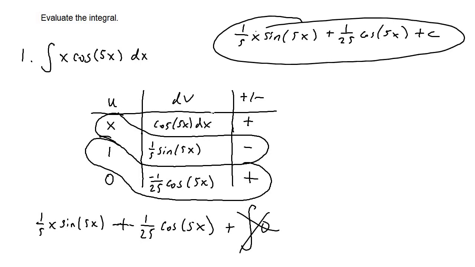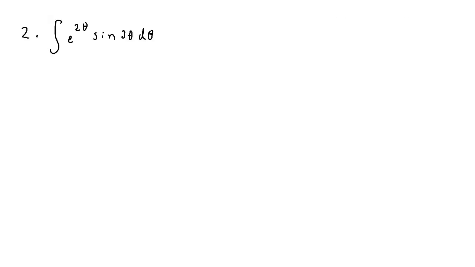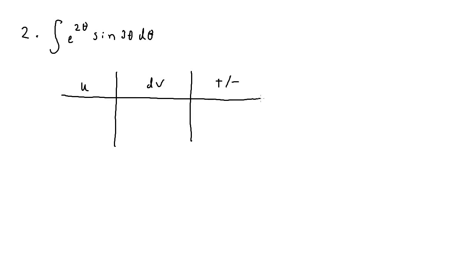That's the final answer. So now for number 2, we have the integral of e to the 2 theta times sine of 3 theta d theta. Now once again, we're going to use the tabular method. So we have a u column, dv column, and the plus minus column. And so for u, you can choose either one because it's easy to derive either one. Just go ahead and choose e to the 2 theta as the u. And then the dv is going to be sine of 3 theta, d theta. And then we start with the plus sign in the first row.